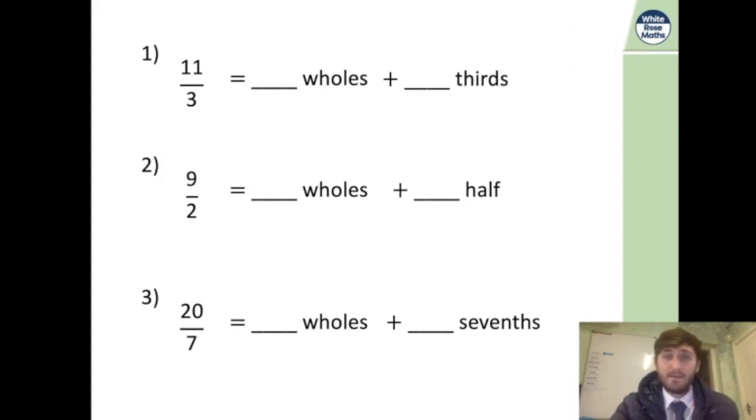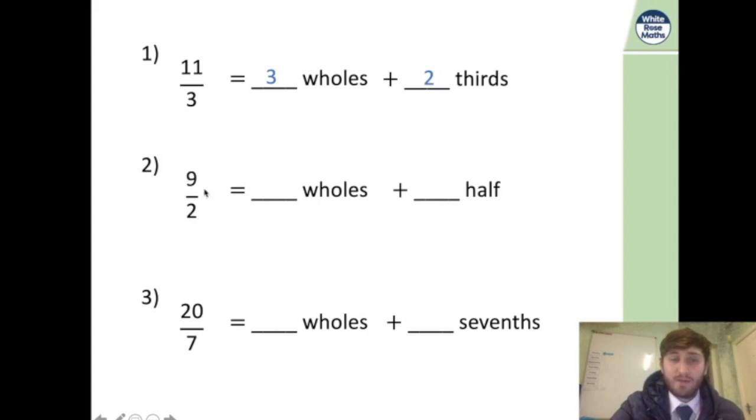Okay then. So 11 thirds. Well, I know that 3 goes into 11. So it goes in 3 times, because it doesn't go in 4 times, because 3 times 4 is 12, and that's too much. I cannot go over. So 3 times 3 is 9. So I've got 3 wholes. And then 9, 10, 11, I've got 2 left over, so that means I've got 2/3.